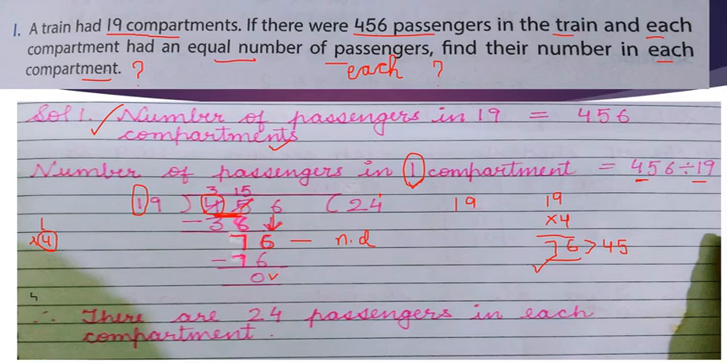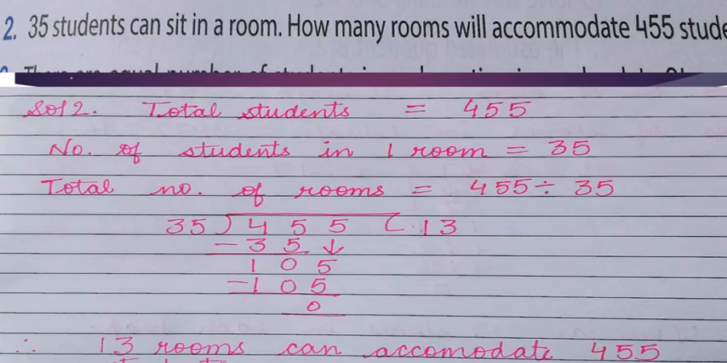right? But one important tip, you have to simply see in the statement, okay, they are asking about the number in each compartment. Okay, just the hint that has been explained to you: if the question is asking about each, about one, you have to divide, right? Come on, now see the next question, beta.